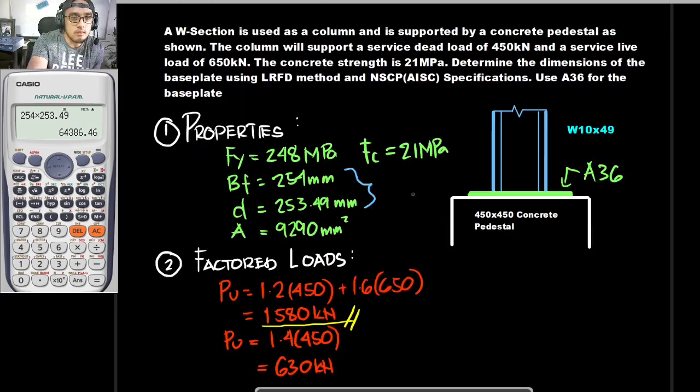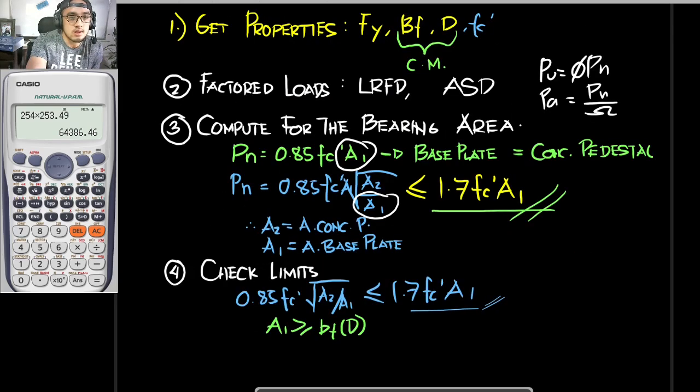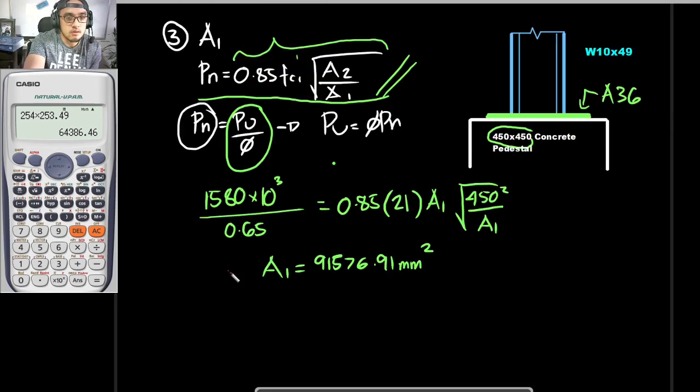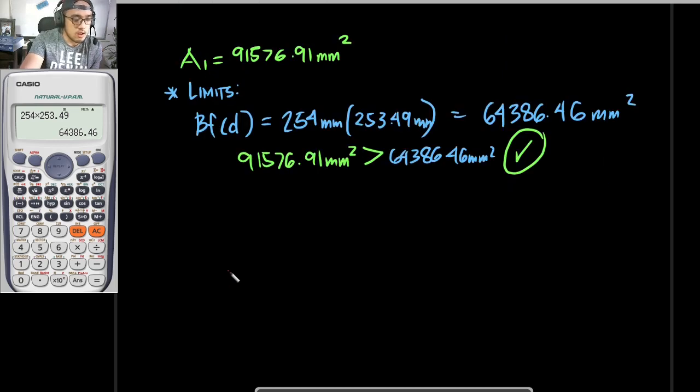So, another limit that we should consider is this limit right here. So, etong 1.7 FC prime AB. Kailangan nating isatisfy yan na tama dapat yan. Okay. So, with that, ano na yung formula natin doon? So, that is to be, so yung VPN natin, 0.85 FC prime natin, 21 pala.